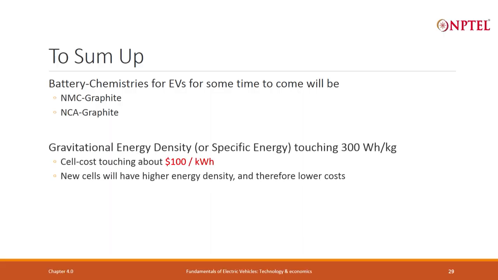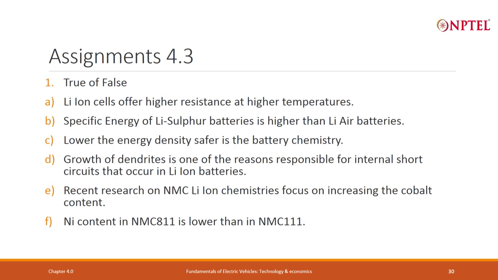Gravimetric energy density is touching 300 watt hour per kg, cost is going down to $100 per kilowatt hour. New cells will have higher energy density and therefore lower costs. Well, there are assignments that I am giving you, very simple assignment, true or false, you have to just keep marking that, and then we will come to batteries in future.